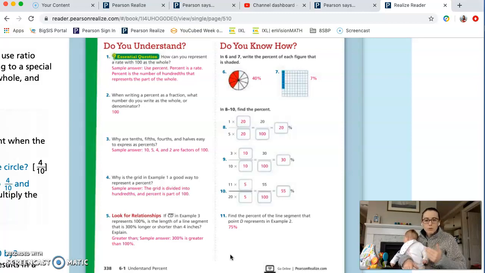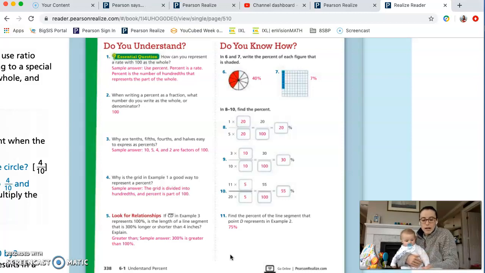So we're going to multiply both the numerator and the denominator by 20 to get to a denominator of 100. We always want to end up getting to a denominator of 100 to express percent. Just like in unit rates, we always wanted to get to a denominator of 1. Now we always want to get to a denominator of 100. So we'll have 20% for 8, 30% for number 9, and 55% for number 10.